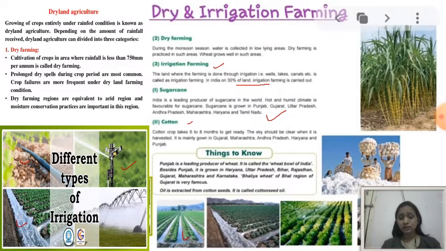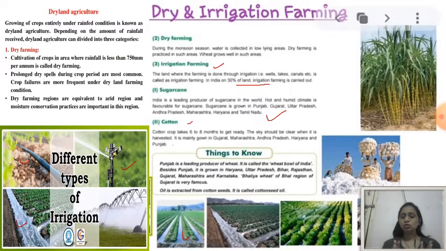The sky should be clear when it is harvested. It is mainly grown in Gujarat, Maharashtra, Andhra Pradesh, Haryana and Punjab. जब हम कॉटन के सीड्स फील्ड में डालते हैं और जब वो बहुत छोटे छोटे प्लांट होते हैं उस टाइम पे ये ज़रूरी है कि स्काई बिल्कुल क्लियर हो, उस टाइम पे बारिश नहीं हो.